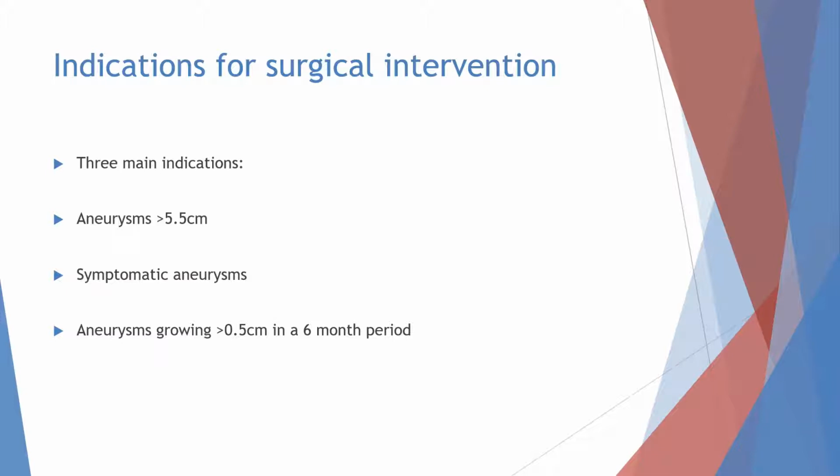We have 3 main indications for surgical intervention. Aneurysms greater than 5.5 centimeters, as mentioned previously. Any aneurysm with which you're getting symptoms is an indication for treatment, and also any aneurysm growing greater than 0.5 centimeter in a 6-month period.